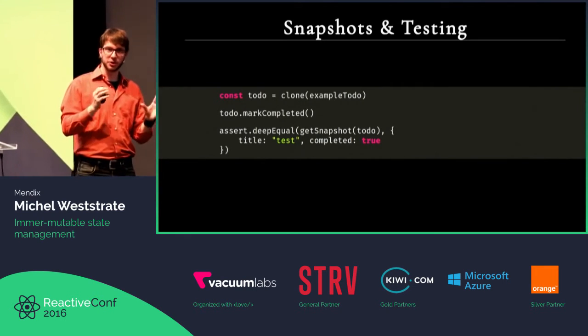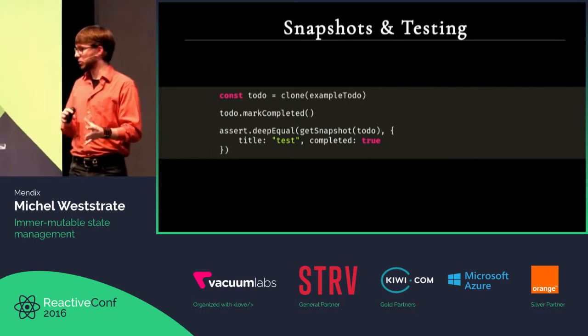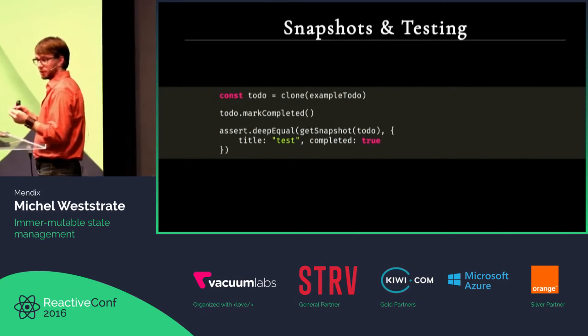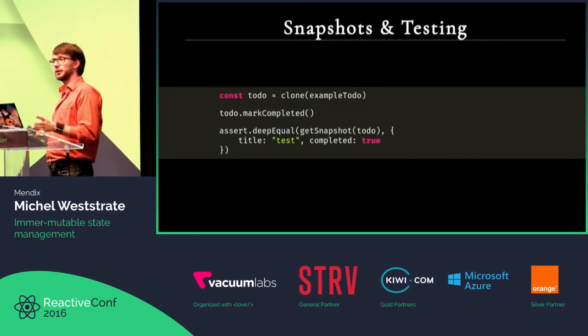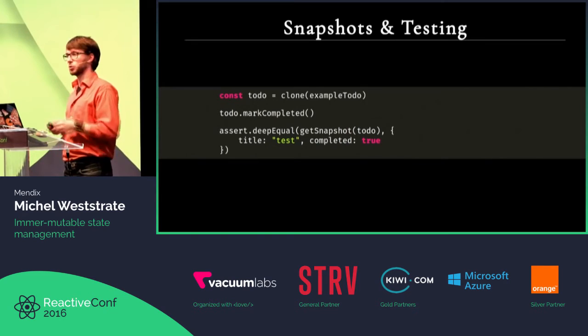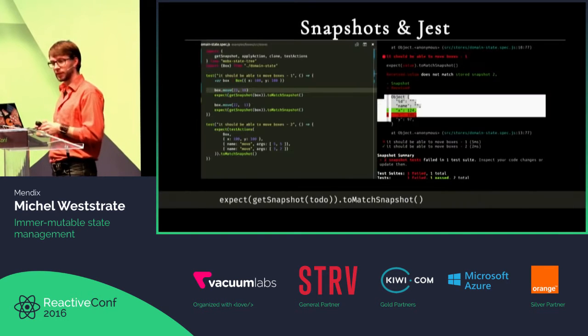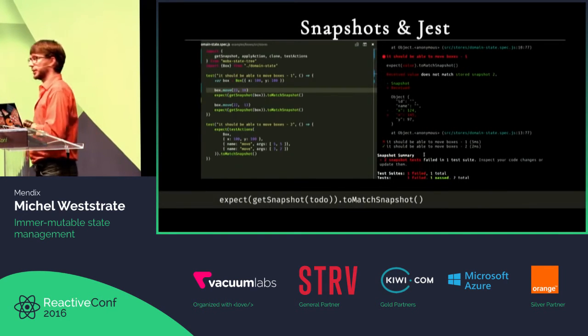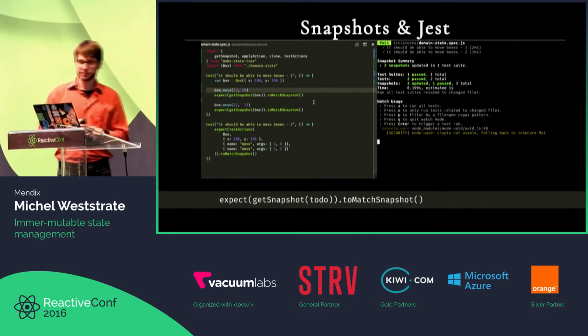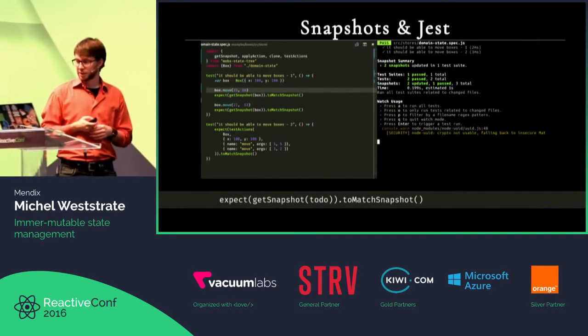The cool thing is that this also makes testing very easy. So we can clone some base data, invoke an action on the clone, and then assert in the end that the internal state or the serialized state is what we would expect. And this integrates very nicely with Jest, which has a built-in snapshot feature, and it makes testing really trivial.